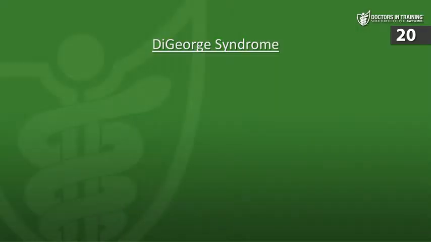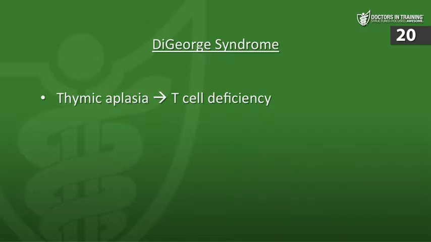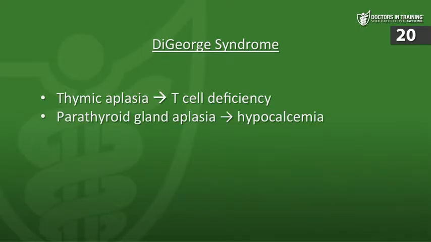And the last question: a young child presents with tetany from hypocalcemia and candidiasis resulting from immunosuppression. What cell type is deficient in this patient? Well, this is DiGeorge syndrome, which is a T cell deficiency from thymic aplasia. And then the hypocalcemia is due to parathyroid gland aplasia. So again, that's DiGeorge syndrome.